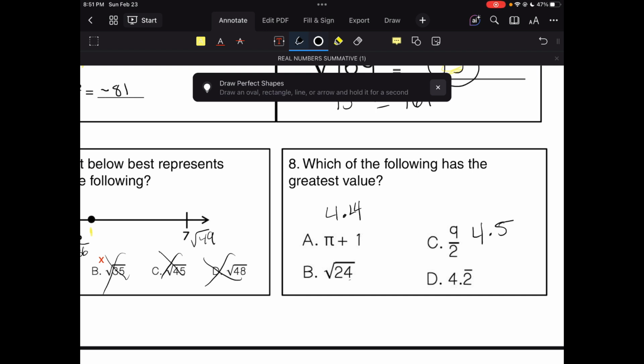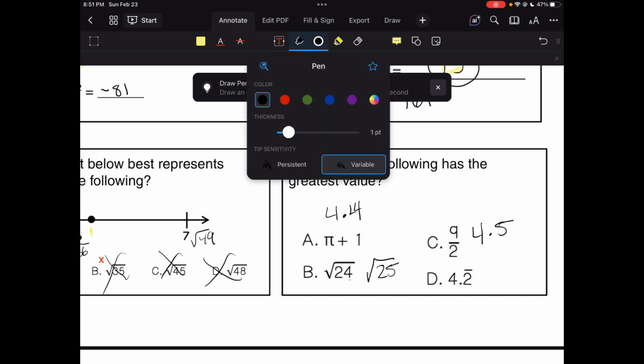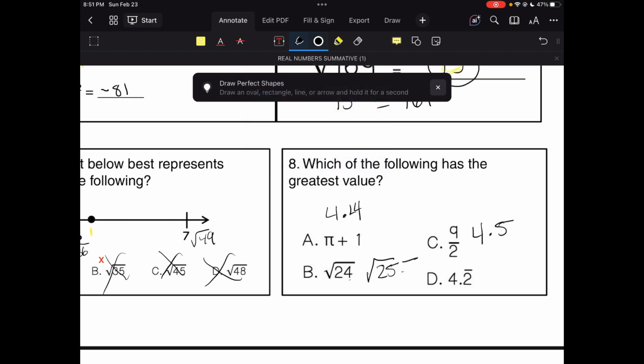The square root of 24 is really, really close to the square root of 25, which is our perfect square, which would be equal to 5. So you could say that this square root is more than halfway, because your 0.5 would be halfway. So this would be bigger than 0.5.